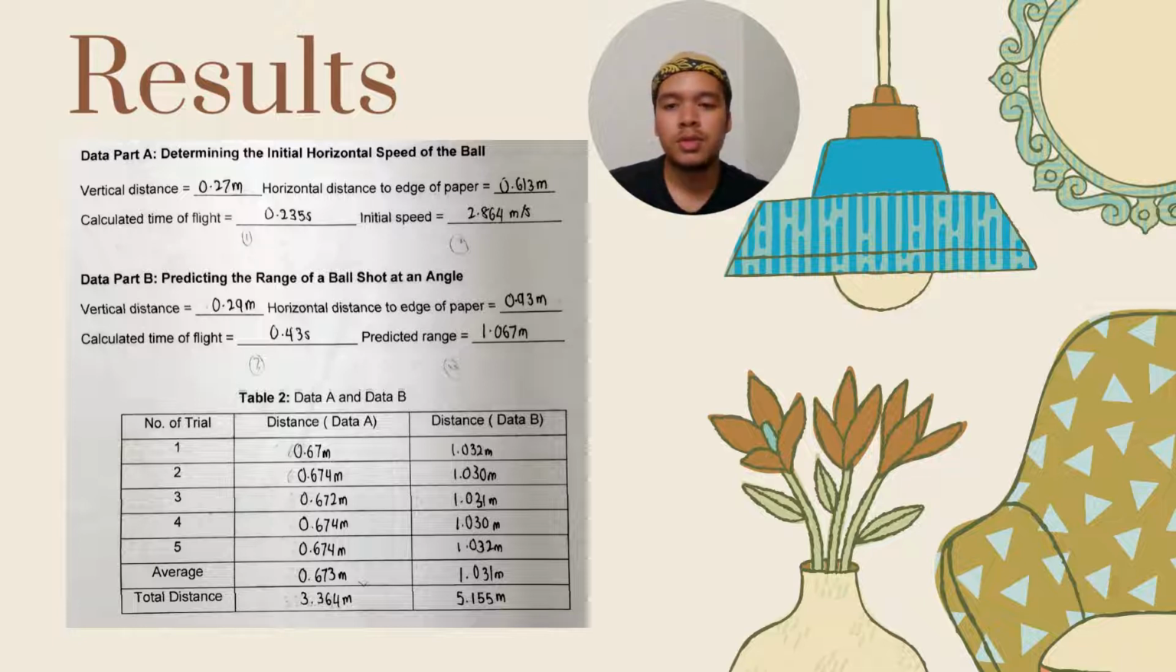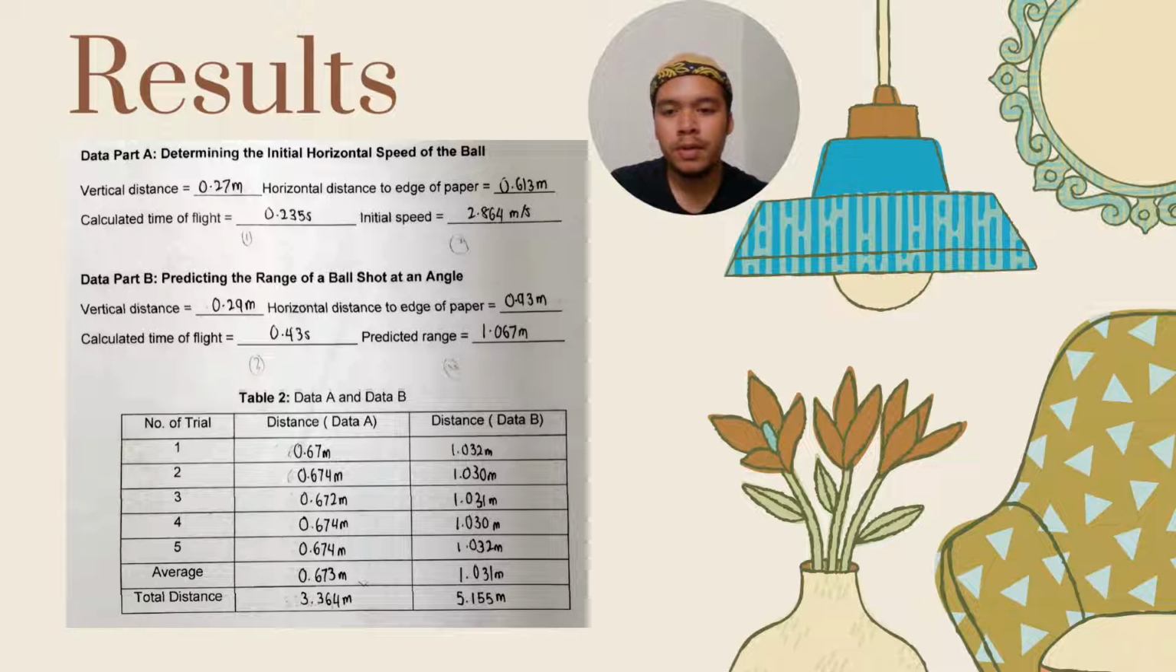For data part B, we need to predict the range of a ball shot at an angle. For vertical distance, we get 0.29 meter. For horizontal distance to the edge of the paper, we get 0.93 meter. Then we calculate the time of flight and we get 0.43 seconds, and we predict the range of part B is 1.067 meter.